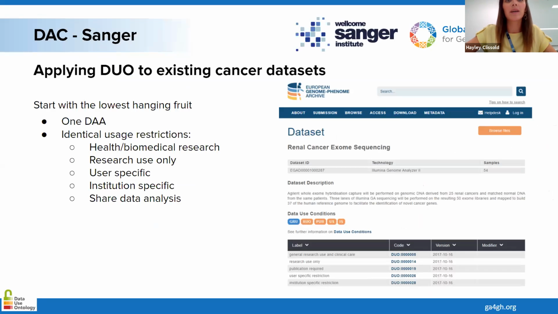So I'm going to start off talking about how we've applied DURI to data sets that we've already got in the EGA and those that we're already sharing with external researchers. We have around 1,000 data sets in the EGA, and we've applied DURI to about a third of these. We've applied them to our cancer data sets because we basically started off with the lowest hanging fruit, because a majority of our cancer data sets fall under the same data access agreement, and they all have the same usage restrictions. So things like research purposes only, use for health and biomedical research, things like that. You can see on the screenshot an example of a cancer data set that we have in the EGA, which has got DURI applied to it.